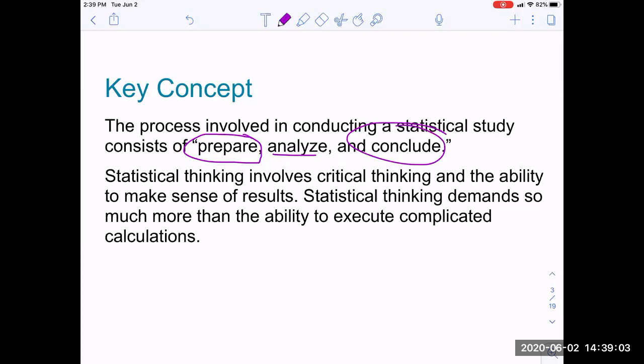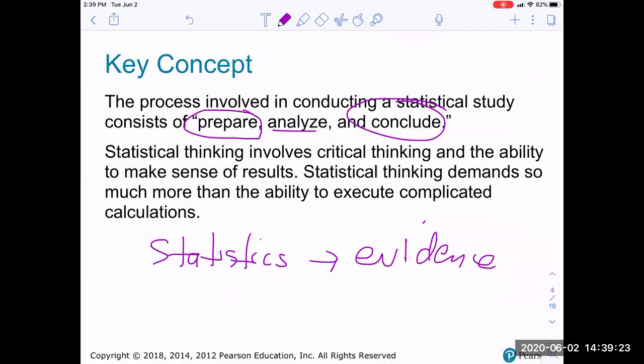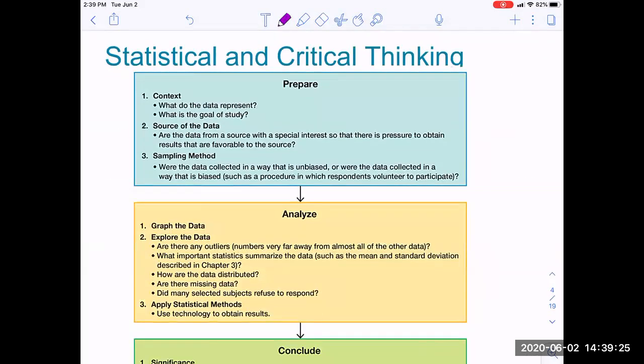So really what I want you to do is be able to write good conclusions, because really we're using statistics as evidence, either for or against an argument. I'll look at this a little more in detail later on, but it's prepare, analyze, and conclude. I'll let you read all of this on your own.